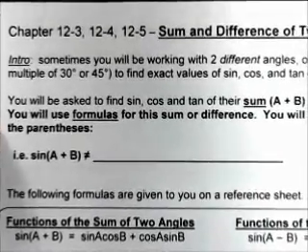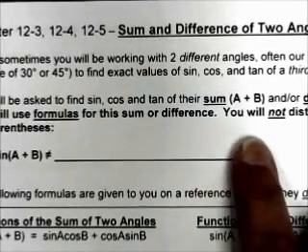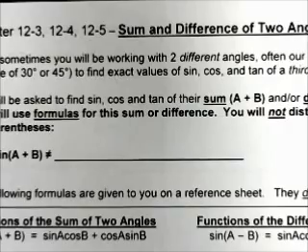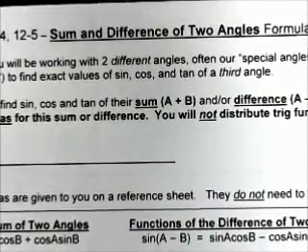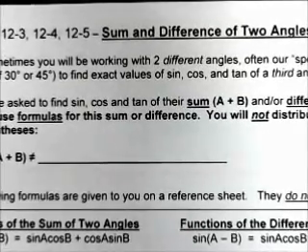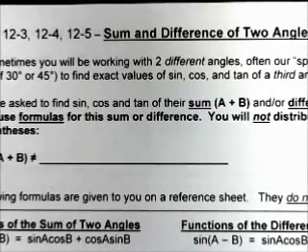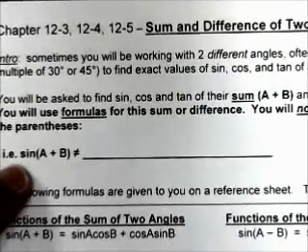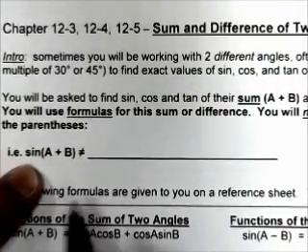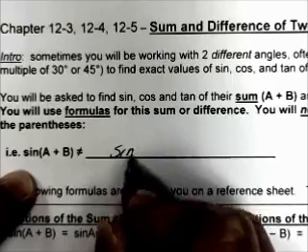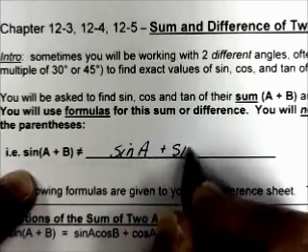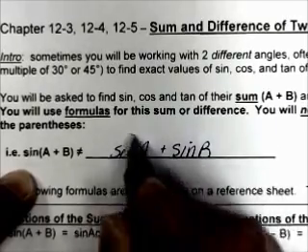You'll be asked to find the sine, cosine, and tangent of their sum, the sum of A plus B. A represents angle A and B, capital B, represents angle B. And or the difference of A minus B. You use the formulas to find the sum or difference. You will not distribute trig functions into a parentheses. In other words, the sine of A plus B does not equal, you do not distribute, it does not equal the sine of A plus the sine of B. Absolutely not.